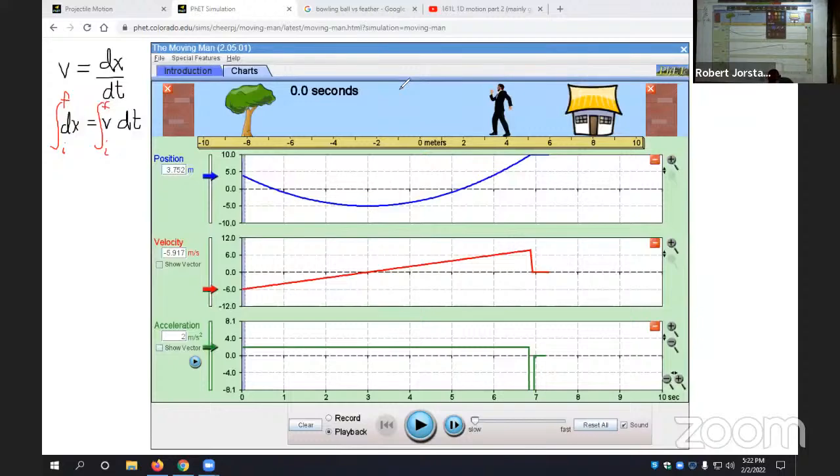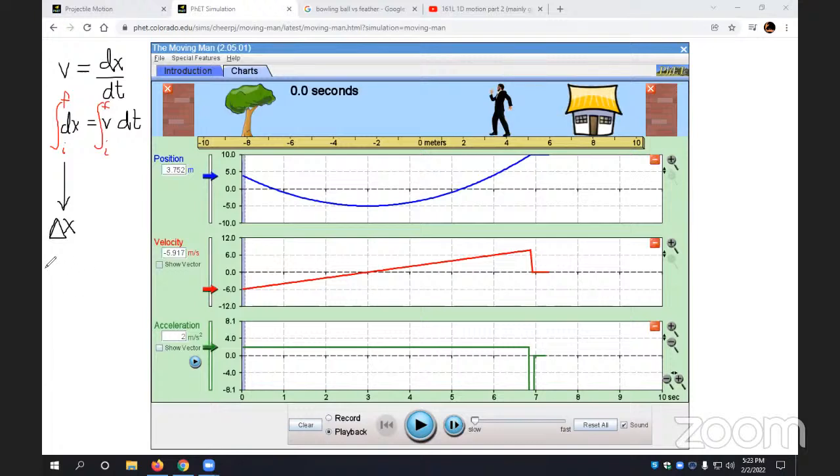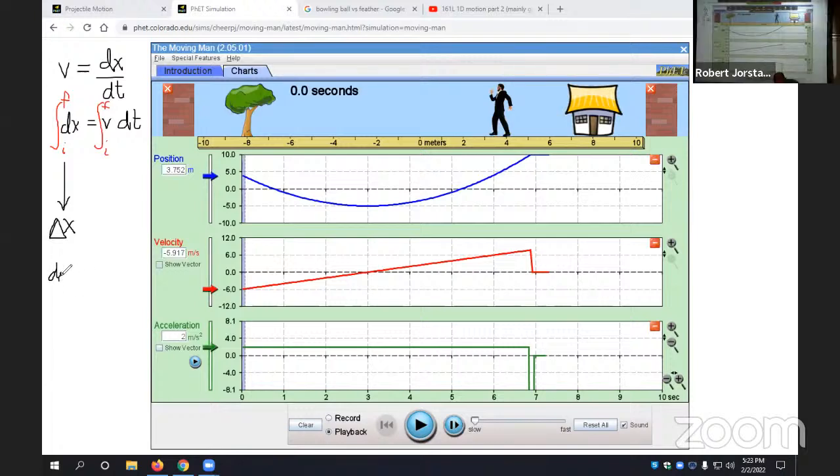What is the integral of dx if you had to guess right away? It's not x, but delta x. What does delta x mean? Is it distance? Change in what? What is x? Position. So what is change in position? Is that distance? Displacement, right? And the main difference here is that displacement could be positive or negative. Distance is always positive, right?